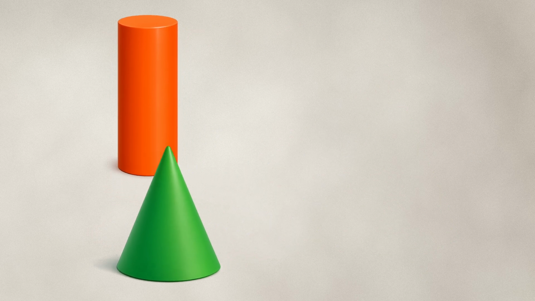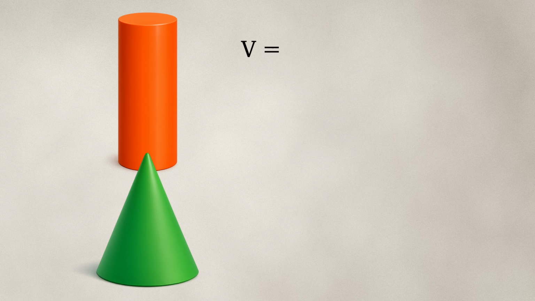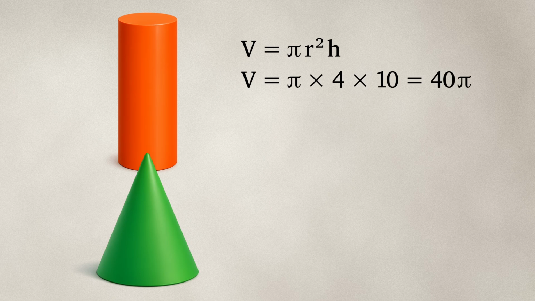Okay, so the cylinder first. The volume equals pi times the radius squared times the height. So that's pi times 2 squared times 10. And 2 squared is 4. So, pi times 4 times 10 gives us 40 pi, which is approximately 125.7 cubic units. Now, the cone.